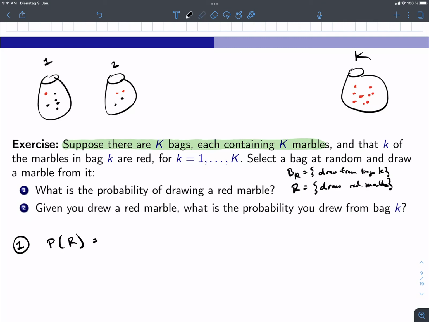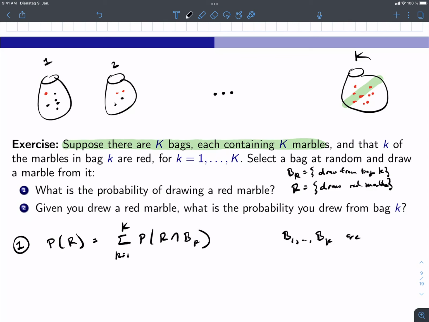So how do I do it? First I have to choose a bag. I could draw a red marble from this bag, or from this bag, or all the way from this bag. So what I can do is add up the different disjoint ways in which I could draw a red marble.